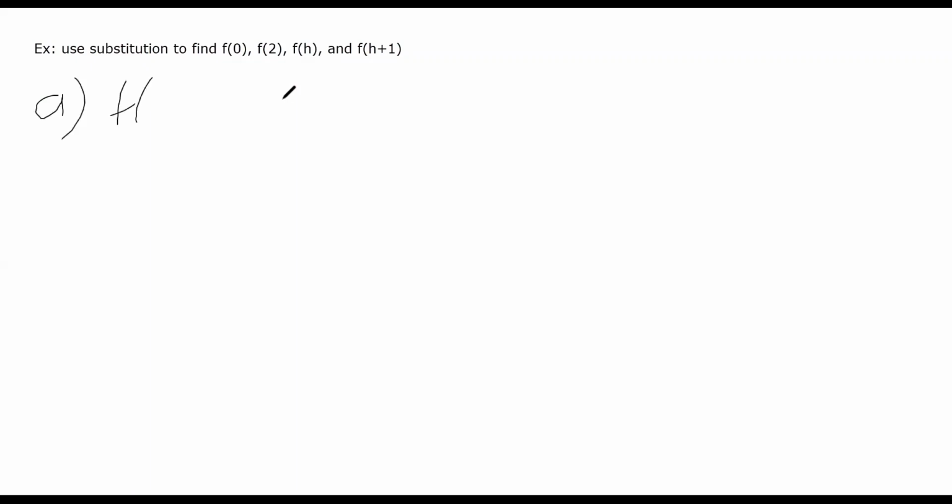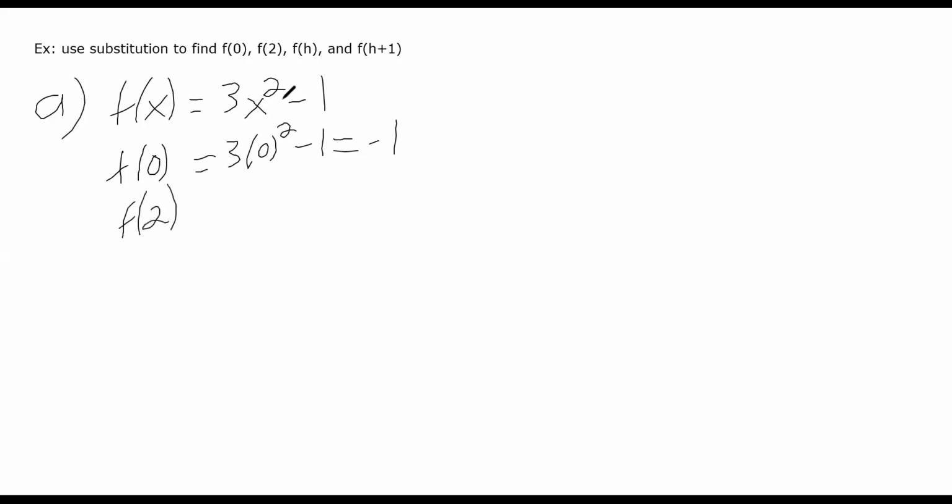Let's say we have a function here that is going to be 3x squared minus 1. Okay, so we're going to find f of 0. F of 0 is going to be 3 times 0 squared minus 1. 3 times 0 is 0, so negative 1. Not too bad, right? F of 2: 3 times 2 squared minus 1. That is 12 minus 1, which is 11.